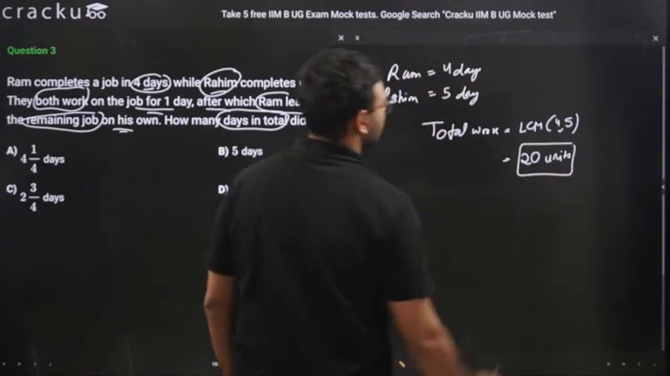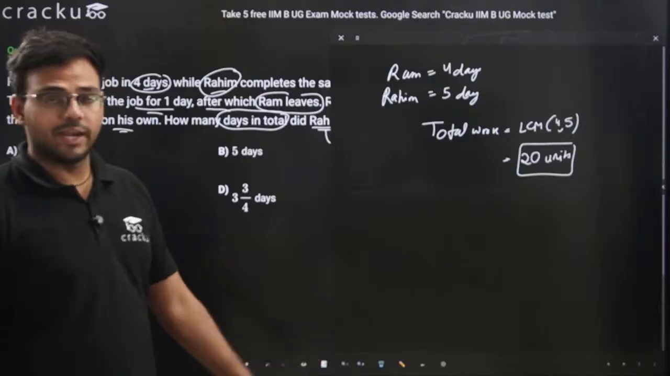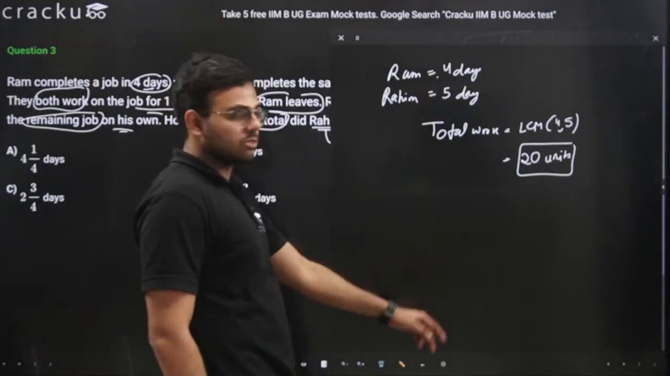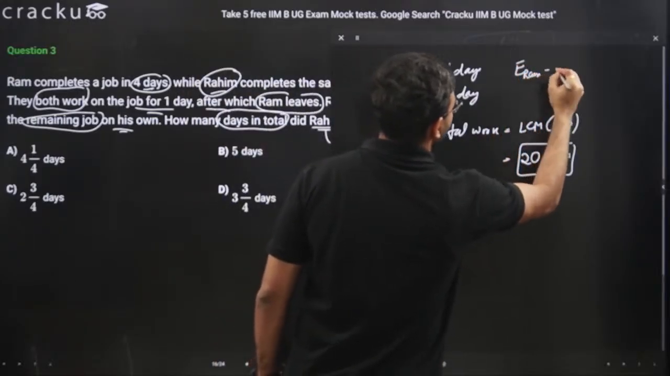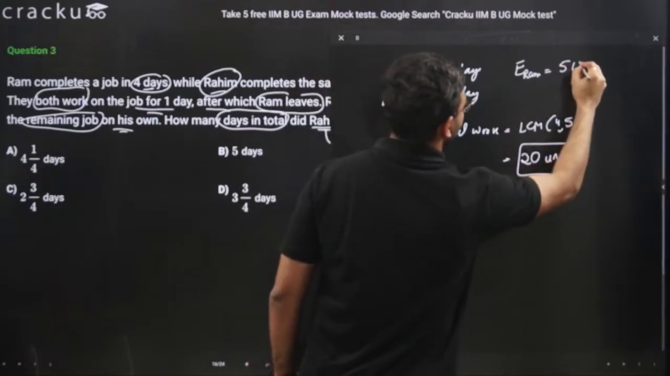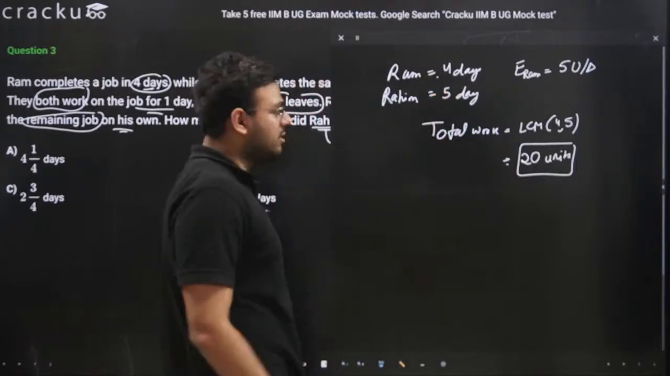LCM of 4 and 5 is 20 units. So the total work which needs to be done we'll assume is 20 units. Ram takes 4 days for doing these 20 units. So efficiency of Ram will be 20 units divided by 4 days, which is 5 units per day.